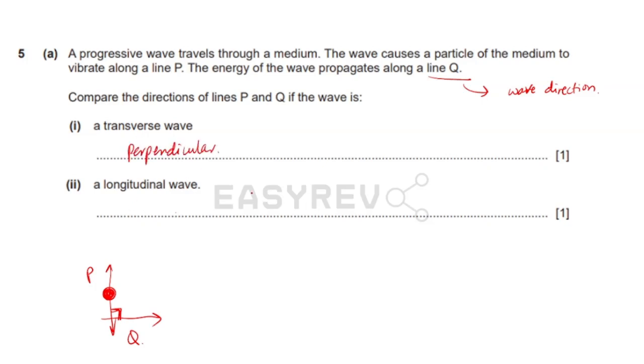For a longitudinal wave, the scenario is the opposite. For a wave that's moving from left to right, as I show in Q, for a longitudinal wave, the particle wouldn't move up and down but rather sideways, which means that now P and Q, instead of being perpendicular, are now parallel, specifically for a longitudinal wave, right? Let's move to the next question.